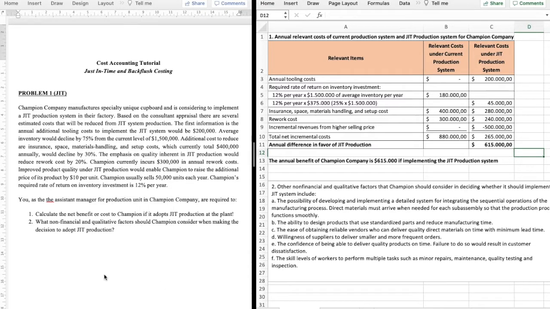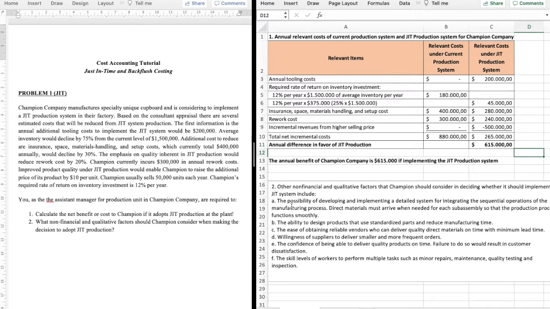And our second question is the non-financial and qualitative factors that should be considered by Champion when making the decision to adopt JIT production. As we know, the just-in-time production system is to produce the goods whenever we have demand from the customer. So we have to make sure of many qualitative things. Actually, you can read it here.